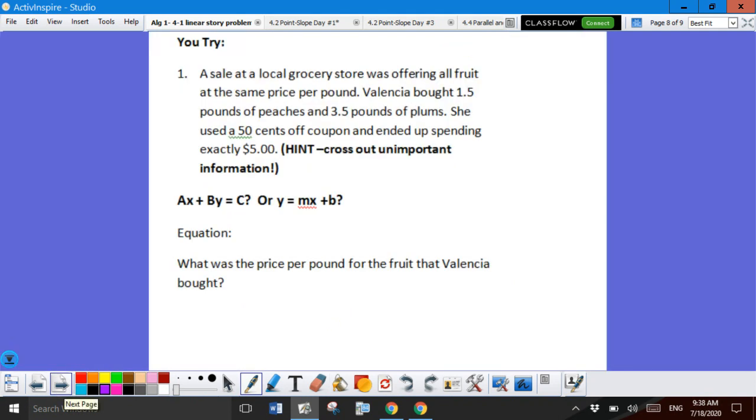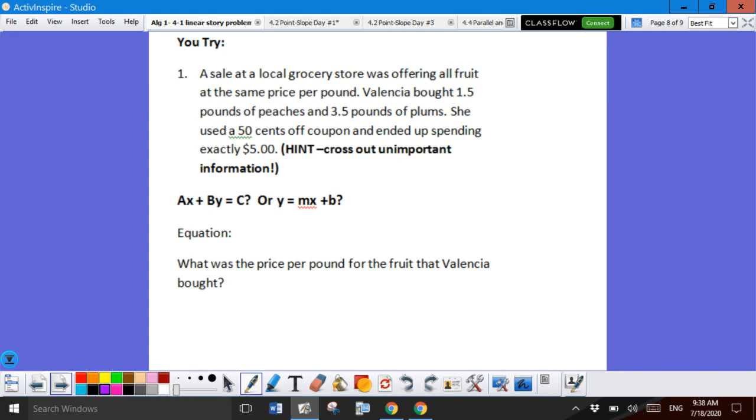All right, now let's look at another one. And this time we have to figure out whether it is a standard form or a slope-intercept. So be paying attention to whether it is a one-time, I'm buying two things and I have a total cost, or if it is a constant and something that changes.